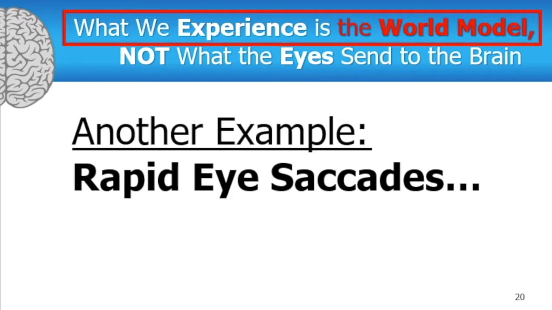So you only experience the visual world model, not the information the eyes are sending to the brain. The same is true for any sense. You are experiencing the world model for that sense, not the information the sense organ is sending to the brain.